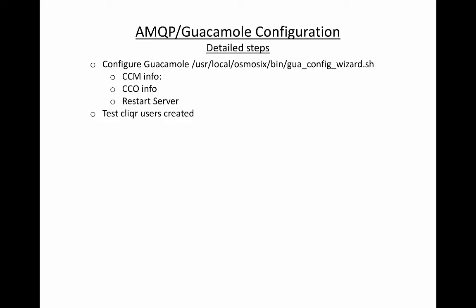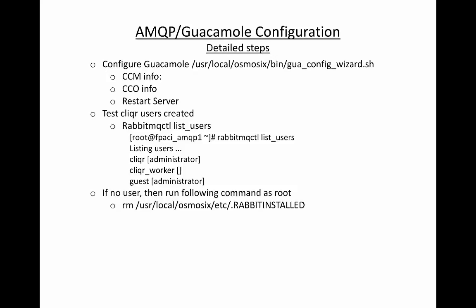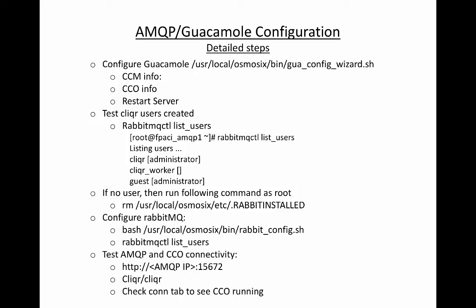Then there is a way to test that if it is configured correctly. So this will create these users that will act as a, go to the agent and use these accounts. If it is not there, then we got to delete this file, which is most of them are your Osmosis etc folder, and then you can run the RabbitMQ that will configure the Rabbit, and then run the command again.